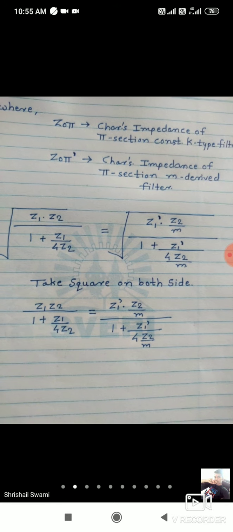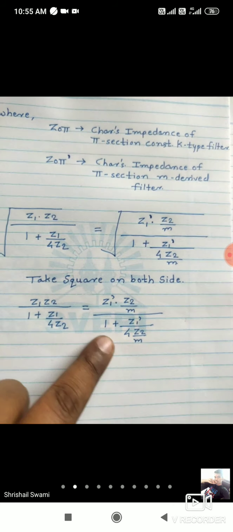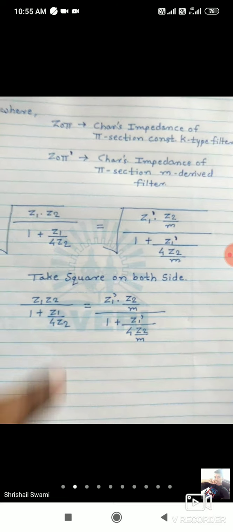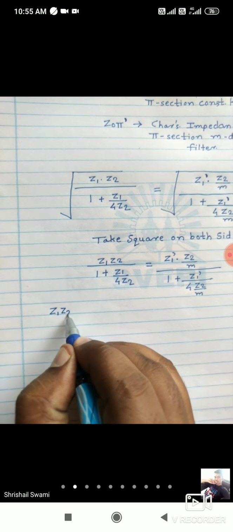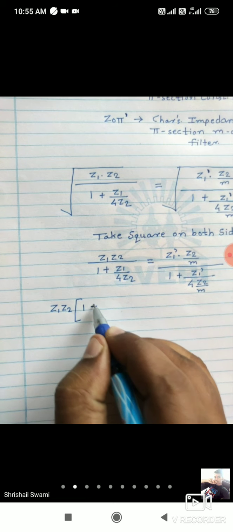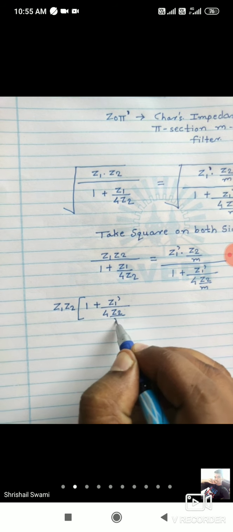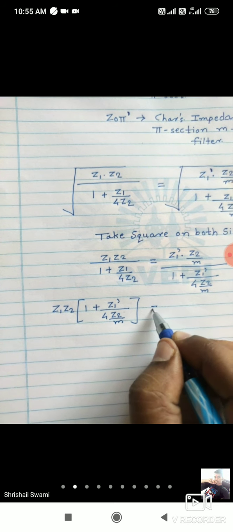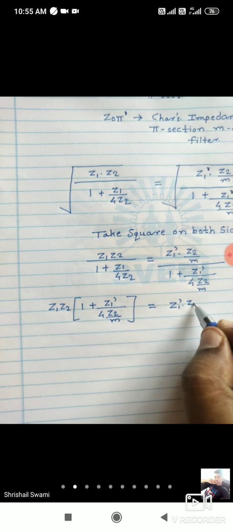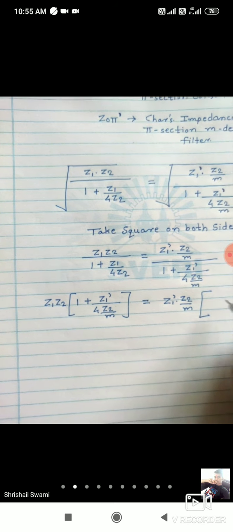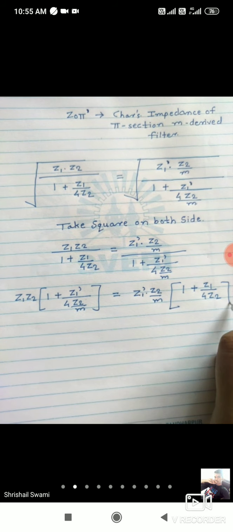So how you are taking the cross multiplication? You can think about that. You can directly take the cross multiplication of these two. Okay, so Z1 into Z2 in bracket 1 plus Z1 dash upon 4 Z2 by M is equal to this two cross multiplication, that is Z1 dash into Z2 by M in bracket 1 plus Z1 by 4 Z2.